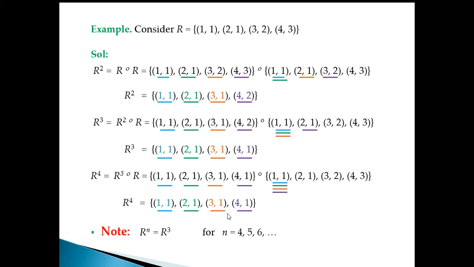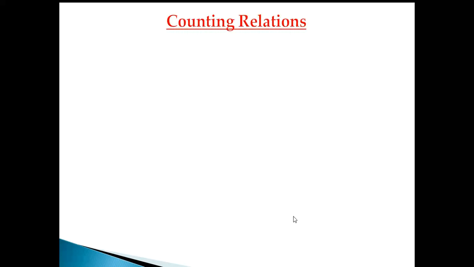So you can stop here, and if you are asked the question to calculate R to the power 5, 6, you need not calculate this, because if you have the same ordered pair elements in any power, then further powers also give the same ordered pair elements. Clear? Now clear how to calculate the composition.